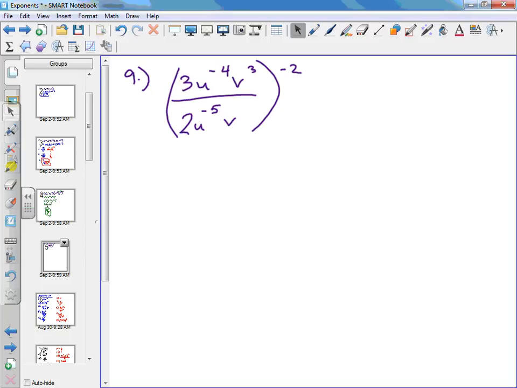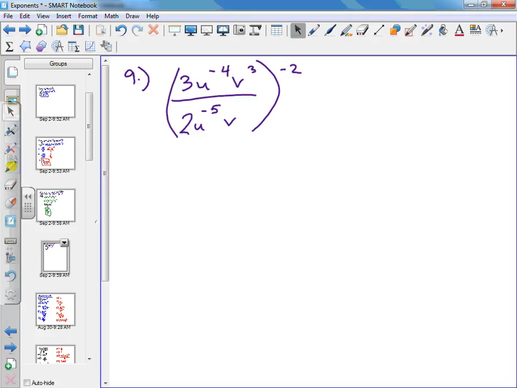Okay. Here we go, number 9. Now, what do I do on number 9? First thing I want you guys to do are the steps. Step 1, put on the missing exponents. Step 2, separate into individual problems. And step 3, get rid of negative exponents. Okay? Those are all very, very important.